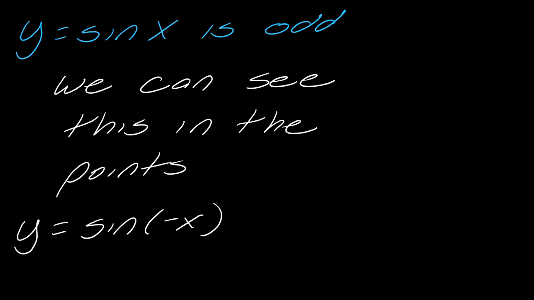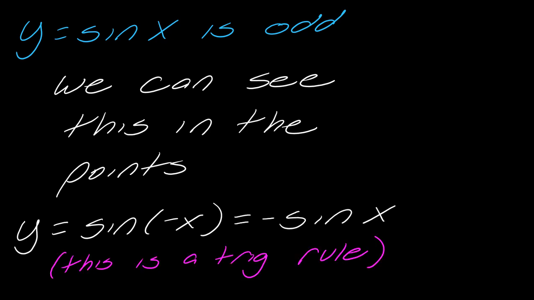And one thing that we know will happen if I were to plug negative x into sine. We haven't talked about this yet, at least in the class that I'm teaching, but I can tell you what would happen. If I plugged in negative x, this would be what I get: negative sine of x. This is actually a trig rule. We'll talk about this at a later time in another video. Okay, so sine of x is odd.